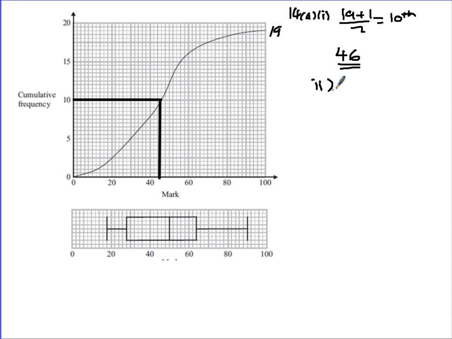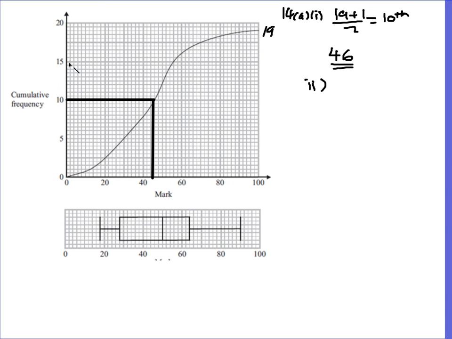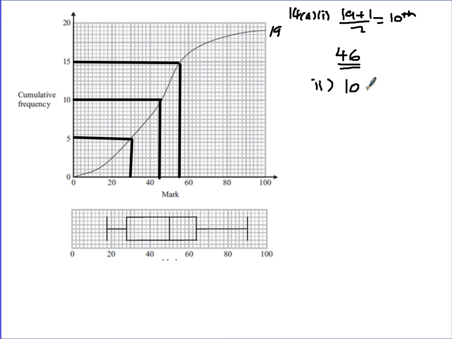Interquartile range then. That's the upper quartile, so we go at 15. And we'll also then look at 5. So 5 will give us 30. This I'd say is 2 back, so the upper quartile is 2 2s back, so that's 56, and then we're taking off 30 from 56, which will then give us 26.